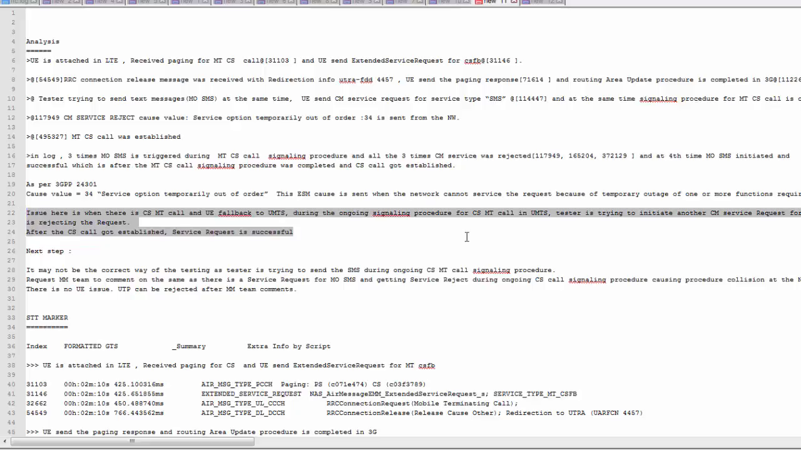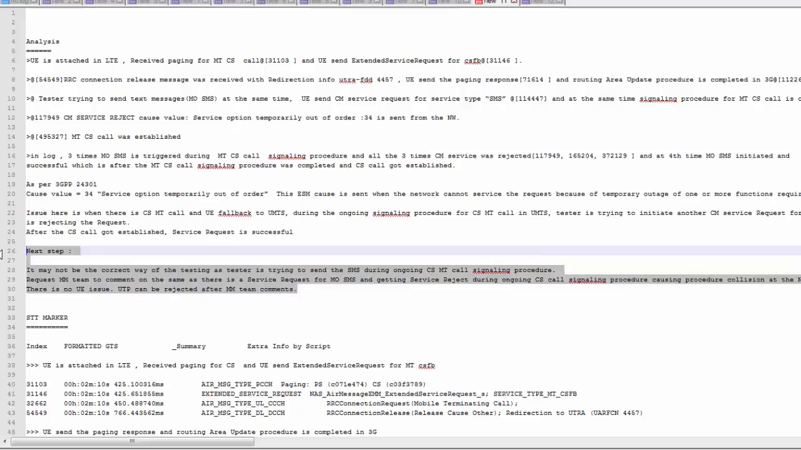So what is the conclusion? Actually, at the same time the CS MT call and UE fallback to UMTS happen. During the UE fallback in UMTS, the signaling procedure was ongoing, and an SMS MO call was also triggered in parallel. So the same service request for SMS at the same time, and because of that the network is rejecting the request, after the CS call got established and the service request is successful.